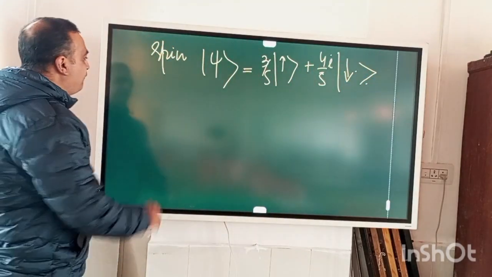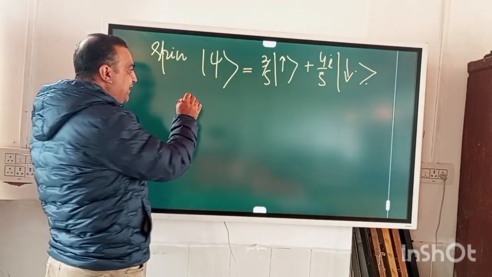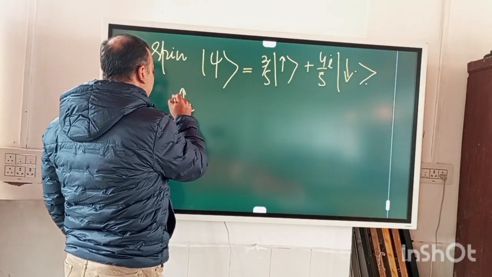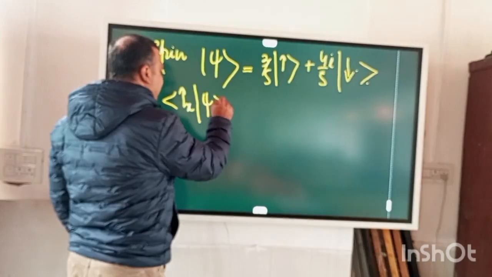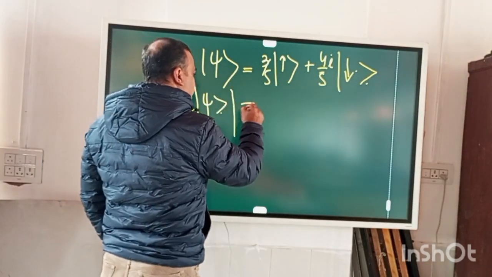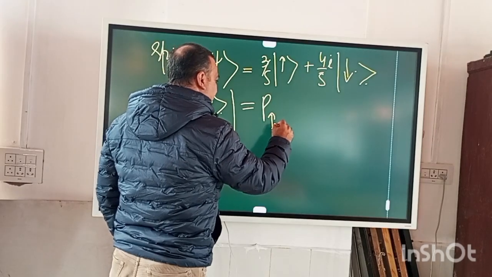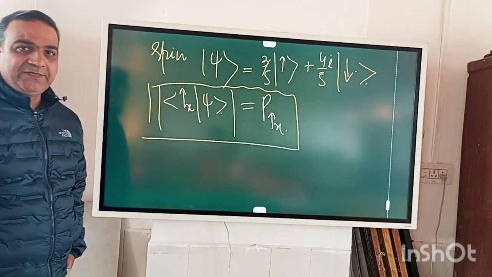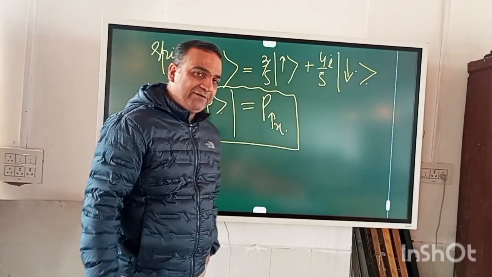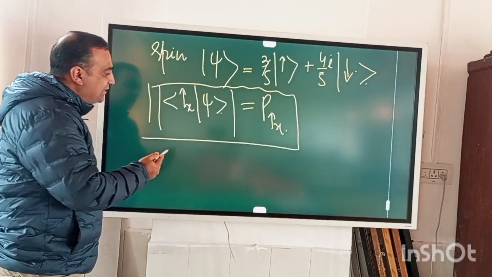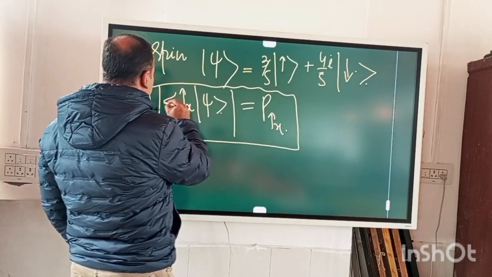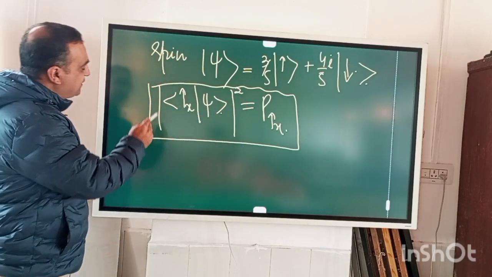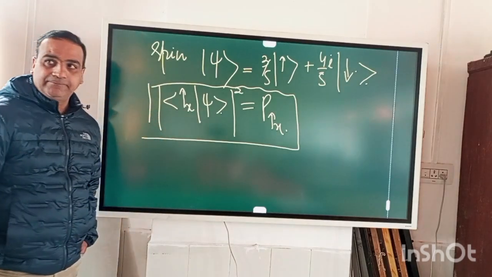Now, what I'm interested to calculate is, say, the probability of spin up. What will be the probability that we get spin up? That will be the square of the mod of the inner product of spin up with the state psi.